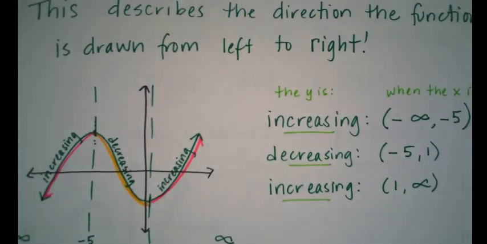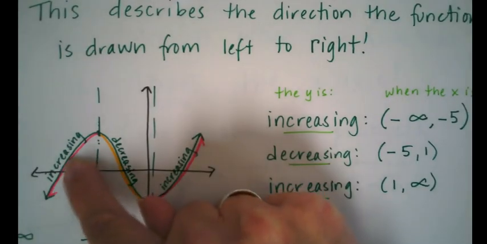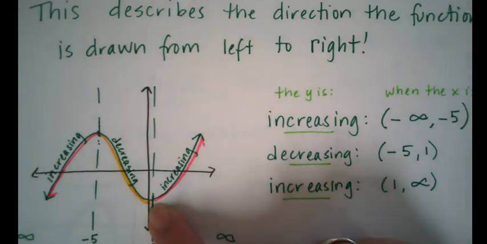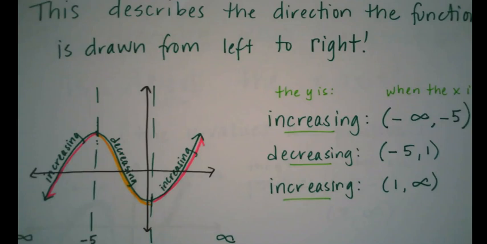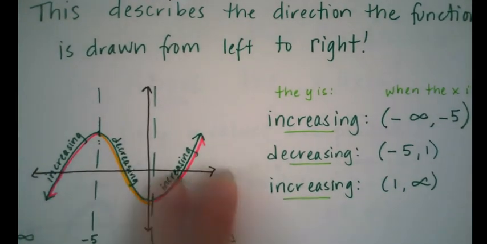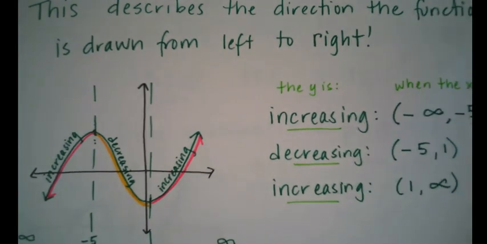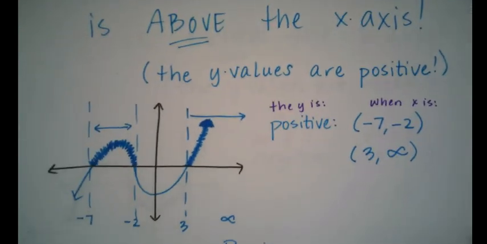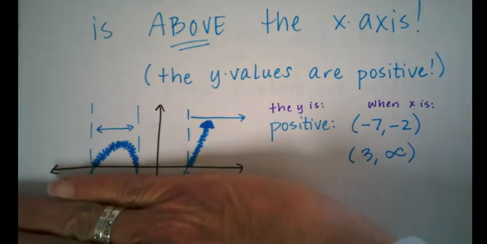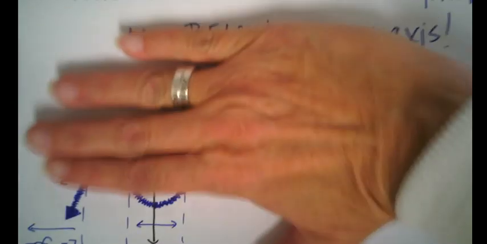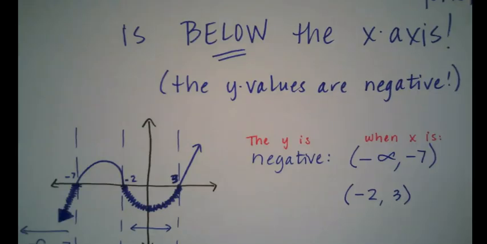Increasing and decreasing, what we're doing here is we're looking at what's happening to the y values. So here the y value is getting larger, here the y value is getting smaller, and here the y value is getting larger. And what we're going to do is talk about when on the x-axis those things are happening. So that's going to be in interval notation, which we're going to review in just a second. Positive is when the function appears above the x-axis, and negative is when the function appears below the x-axis.